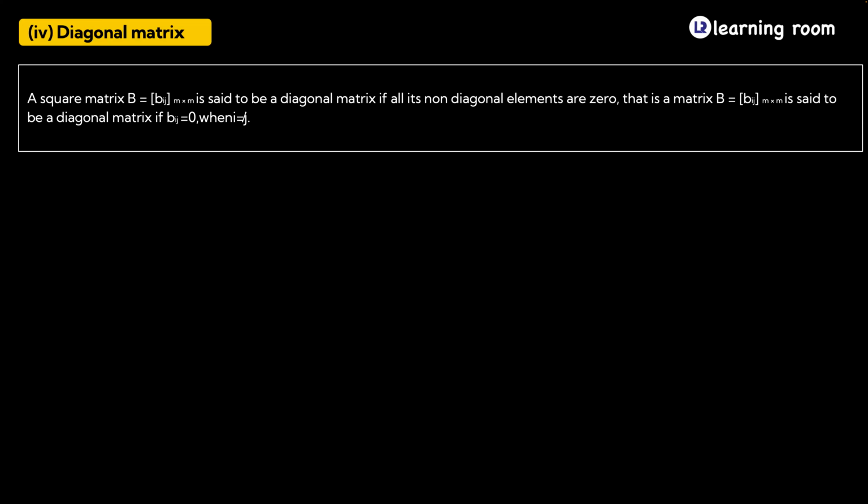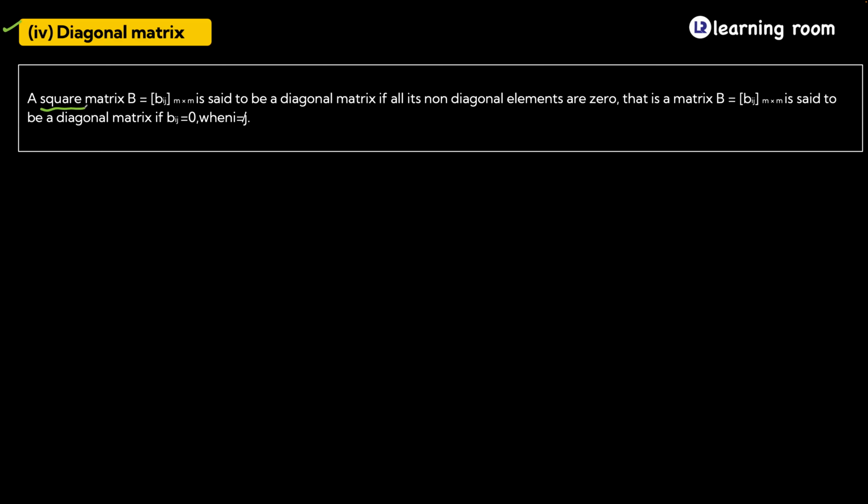Okay. The next question is about the diagonal matrix. So now you know what a diagonal is. When you talk about a diagonal matrix, the first thing to note is that you can speak about a diagonal matrix only for a square matrix.